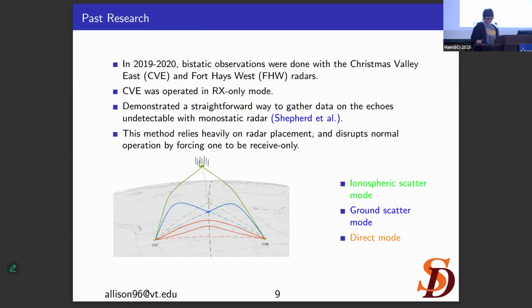So this is very inspired by some past research. It comes from the work done in 2019 to 2020 by Simon Shepard. They ran a series of bistatic experiments between Christmas Valley East, which is in Oregon, and Fort Hays West, which is in Kansas. They're separated by about 1,800 kilometers. Christmas Valley East was forced to be receive only, while Fort Hays West received normally. They identified three different types of bistatic transmission modes: ionospheric scatter, ground scatter, and direct mode propagation.